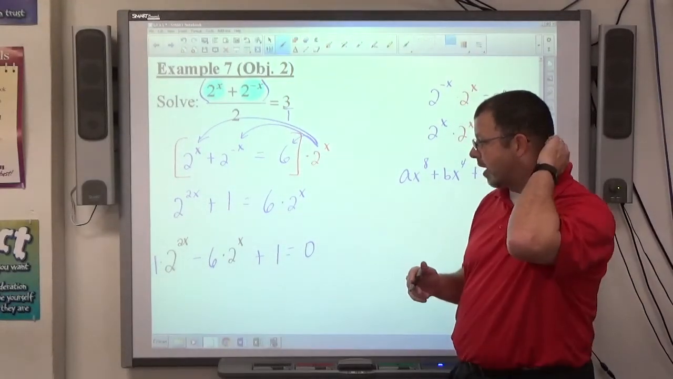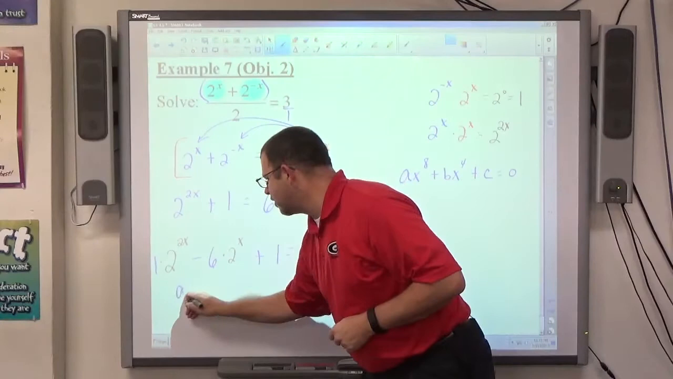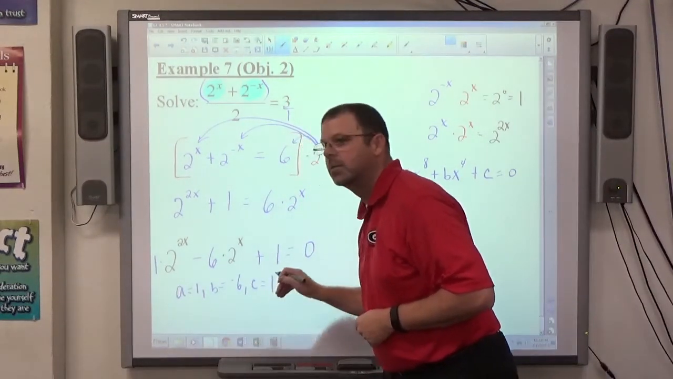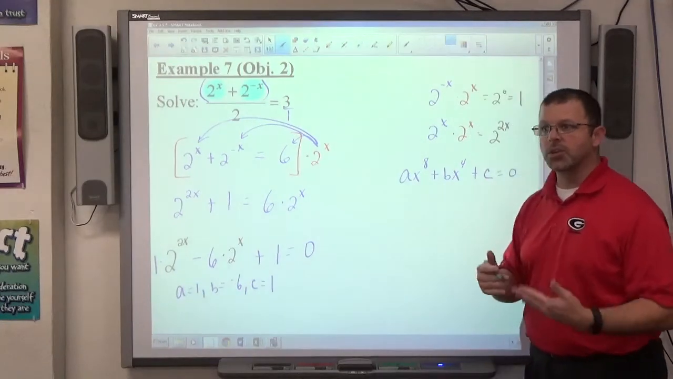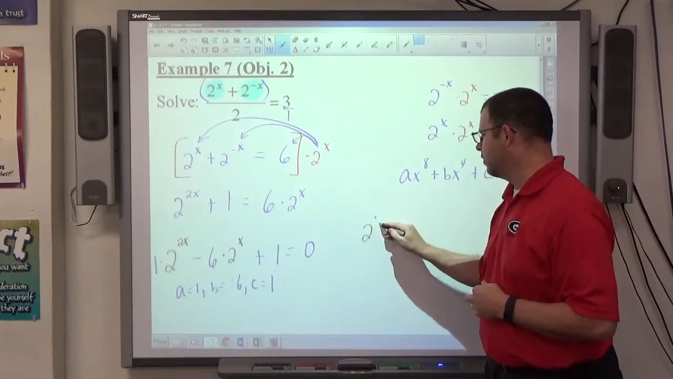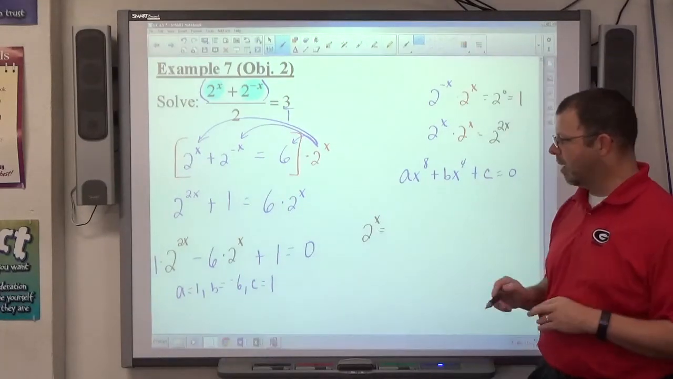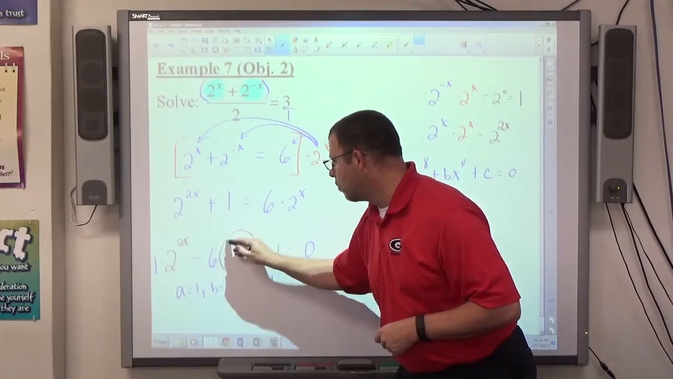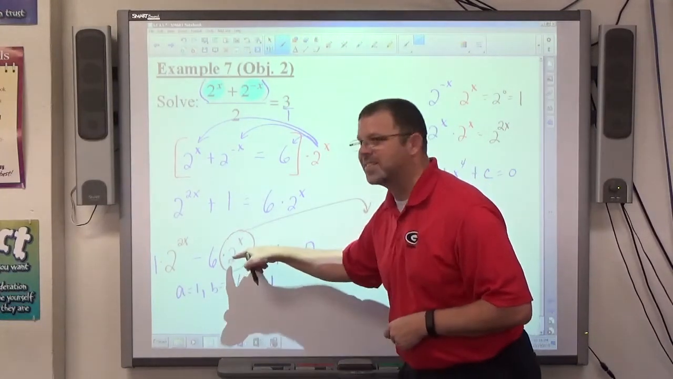So if I'm using the quadratic formula, I know a is equal to 1, b is equal to negative 6, and c is equal to 1. I also know if I use the quadratic formula, I'm not finding out what x equals, I'm finding out what 2 to the x equals. All right, so keep that in mind. Anytime you use the quadratic formula, again, identifying a, b, and c, quadratic formula always gets us this guy here.